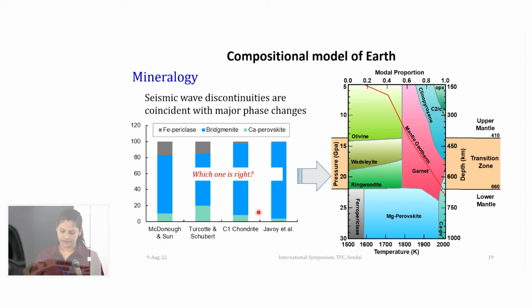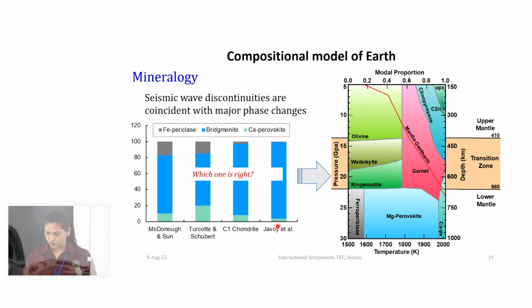At one end is the McDonough-Sun pyrolytic model, and the other end member is the Javoy model. The Javoy model is predicting an enstatite chondrite kind of composition. So what we can see here is that we have different proportions of these three minerals in the lower mantle, depending on which model we adopt. For example, for McDonough-Sun and Turcotte-Schubert, the content of calcium is going to be twice, and accordingly the Turcotte-Schubert models are high Q models. However, McDonough-Sun is a medium Q model.